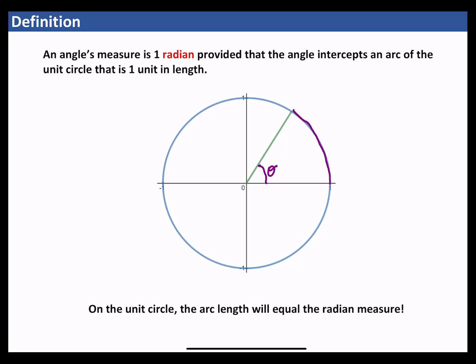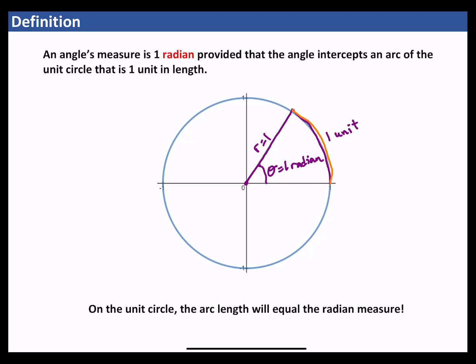For an angle whose vertex is at (0, 0) in the unit circle, we say that the angle's measure is 1 radian, provided that the angle intercepts an arc of the circle that is also 1 unit in length. In other words, if the radius of the circle equals 1, then this arc along the circle is also 1 unit in length. When that happens, we have what we call 1 radian.